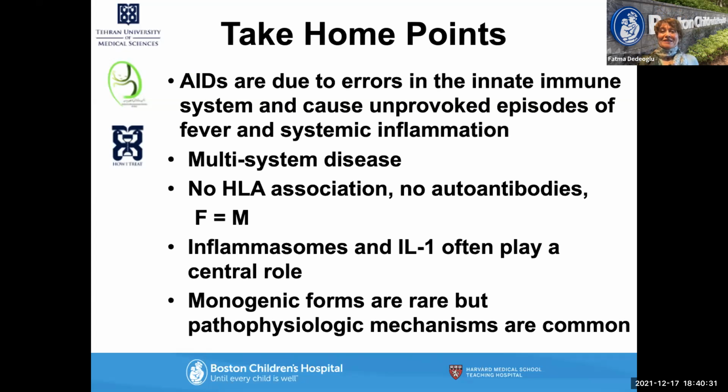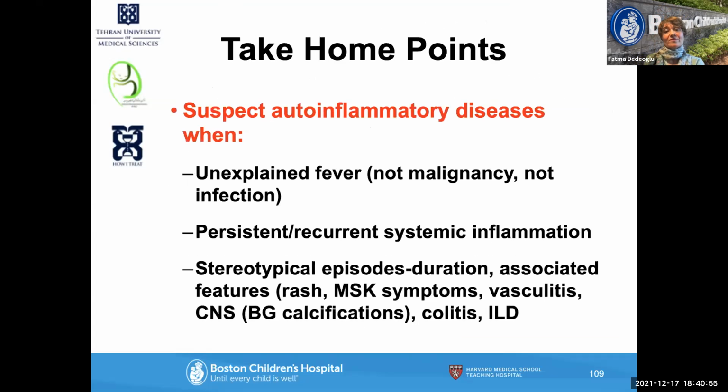I think just a few slides to finish up. To summarize, AIDs are due to errors in the innate immune system and cause unprovoked inflammation, multi-system disease, and inflammasomes and IL-1 seem to play a major role. Monogenic forms are rare, but we know that pathophysiologic mechanisms are common, so we learn a lot from these conditions. So suspect autoinflammatory disease when you see unexplained fever and rule out malignancy and infection, and if there's persistent recurrent systemic inflammation, or there are some stereotypical episodes and also associated features, that seems to be a possibility, such as basal ganglia calcifications, which are typical for some of the interferonopathies.